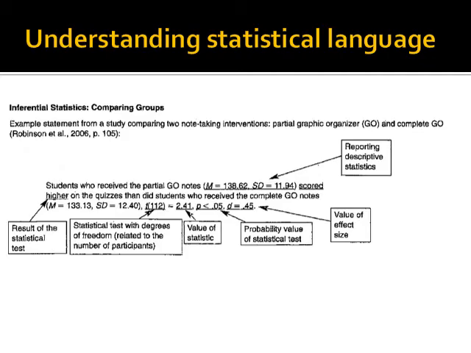This is the value of the effect size, and next we get a d statistic of 0.45, which, as you know from what we've just discussed, approaches a medium-sized effect. So that's a pretty decent-sized effect. So there do seem to be differences between students who received partial graphic organizer notes compared to students who received complete graphic organizer notes, and those who received the partial notes actually performed better on the quizzes than those who received the complete graphic organizer notes. That's how we would interpret that kind of statistical language.